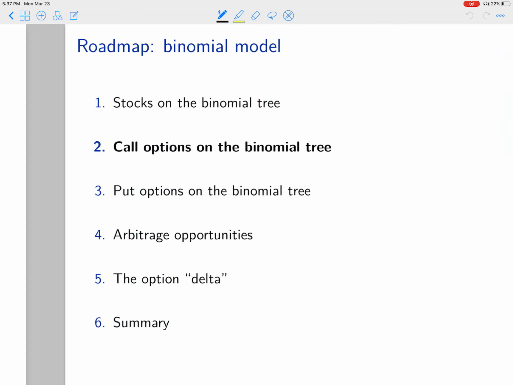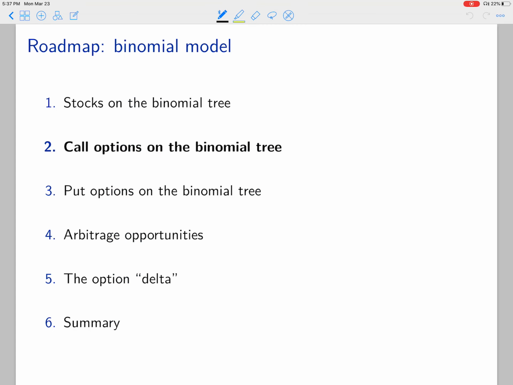What we're going to do now is see that with just this minimal amount of assumptions, we're going to be able to do a lot of different types of pricing. We're going to be able to price call options, put options, and as we'll see in lecture 12, any general type of option. So let's take a quick break.